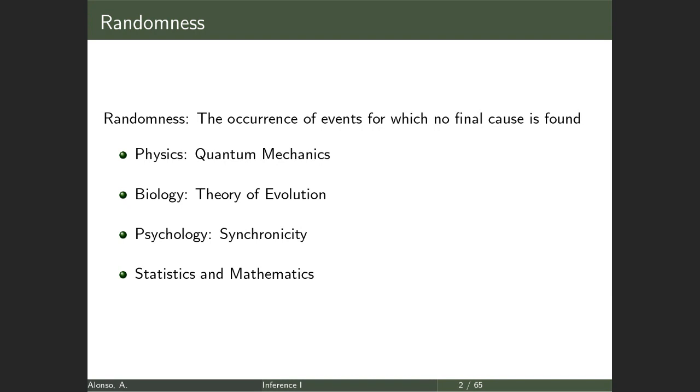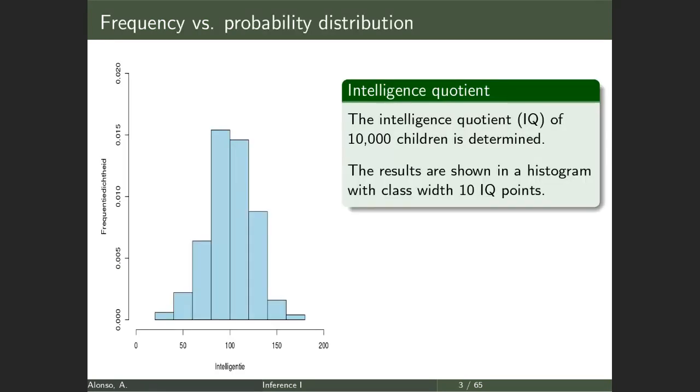So we are confronted with randomness. We need to make sense of it. And the best tools we have to do so are mathematics, statistics, probability. And the basic tools that we have to make sense of randomness are probability distributions. So let's suppose we're going to do now a thought experiment. Suppose that you want to assess the intelligence of a group of children.